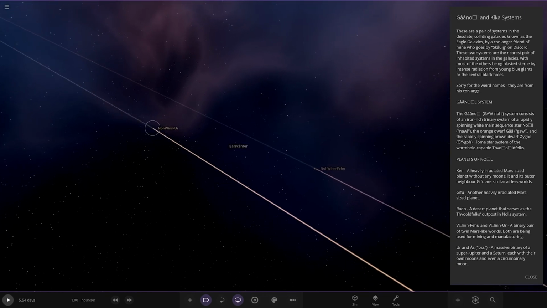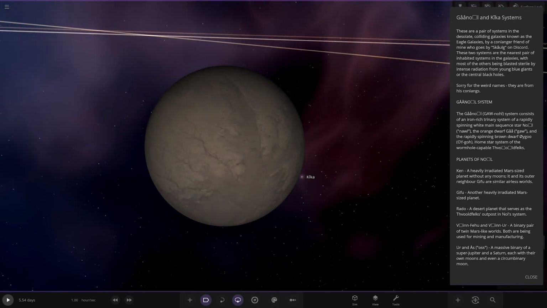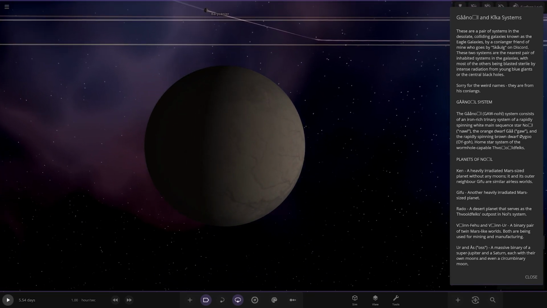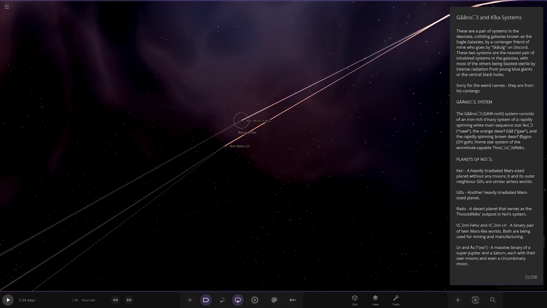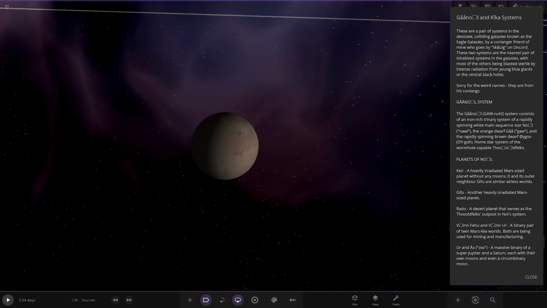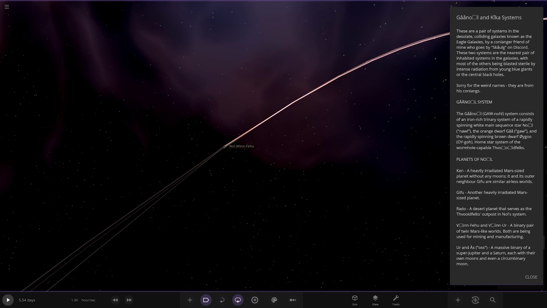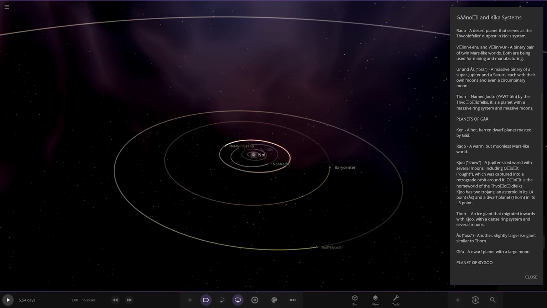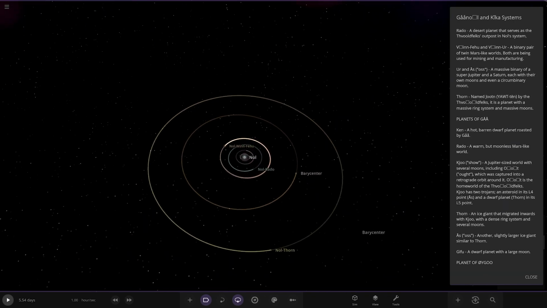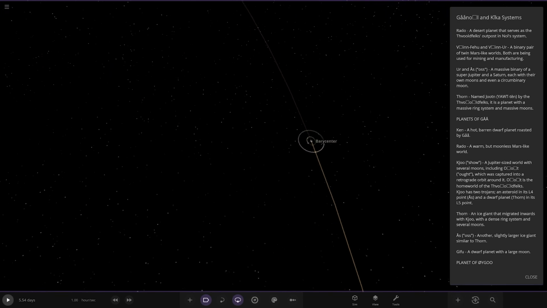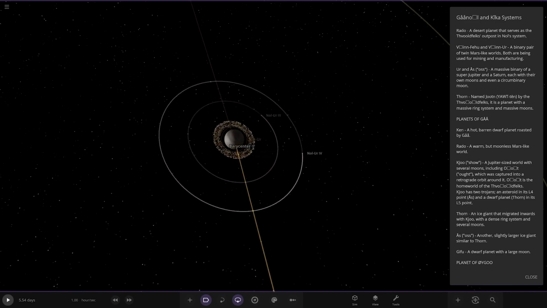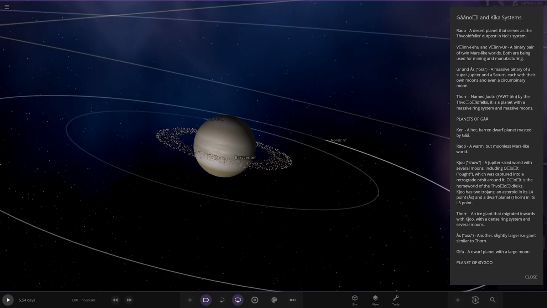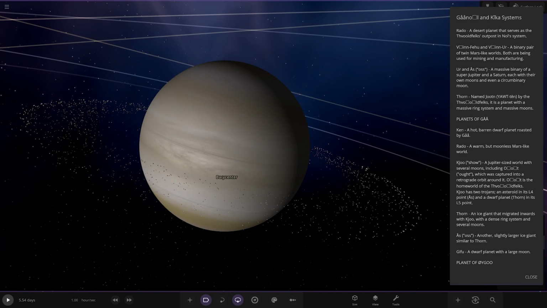This is a barycenter, so that is these two. Win Fehu and Win-Ur, I guess. So both of these, a binary pair of twin Mars-like worlds. Both are being used for minor manufacturing. Okay. Let's wait for those guys. Looking good. Alright, next up we have got these guys. Os. Next up is these guys over here, I'm guessing. Okay, that is it. So, where are we?